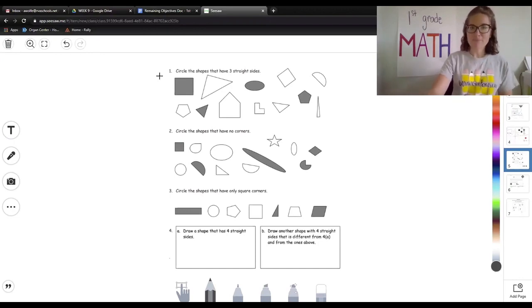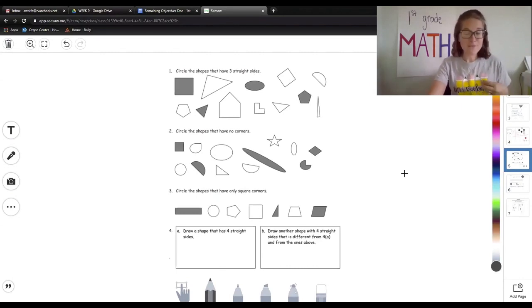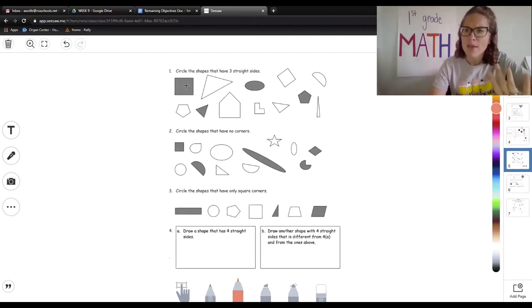Let's take a look at number one. Would you help me read the directions? Thank you. Number one, circle the shapes that have 3 straight sides. So go ahead, and if you don't have this on your paper, I want you to point on the computer to your shapes that have 3 straight sides. So I'm going to circle them, you're going to point, right? 3 straight sides.